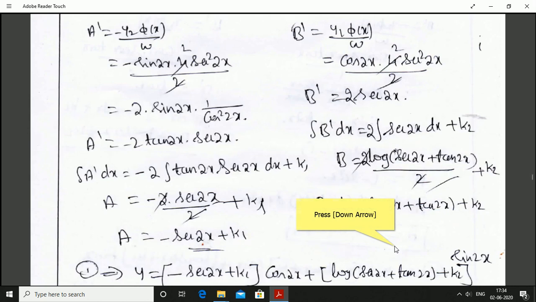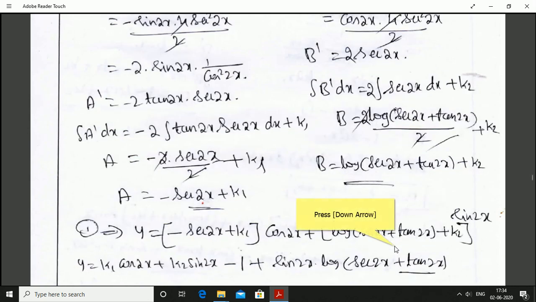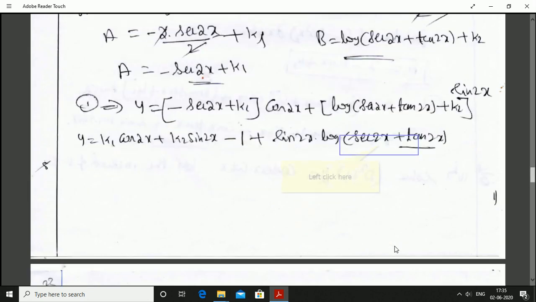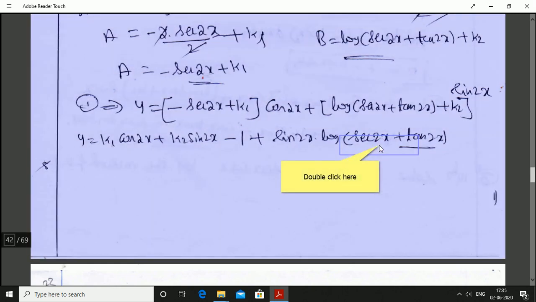Put a and b values into equation 1. It takes the form y is equal to minus secant 2x plus k1 into cos 2x plus logarithm of secant 2x plus tan 2x plus k2 into sin 2x. On simplification, k1 cos 2x plus k2 sin 2x minus, okay, secant 2x into cos 2x is 1. Okay, secant 2x into cos 2x, I have written it as 1, plus sin 2x into logarithm of secant 2x plus tan 2x.